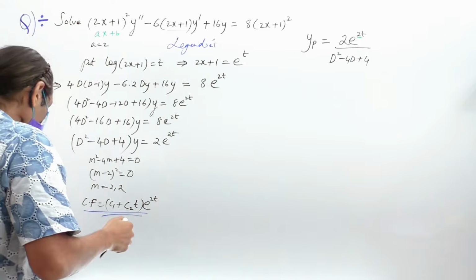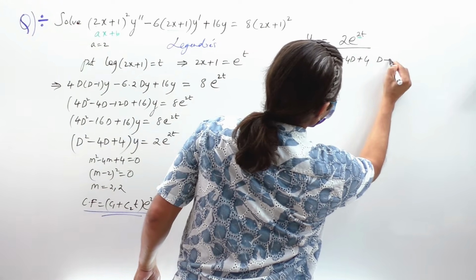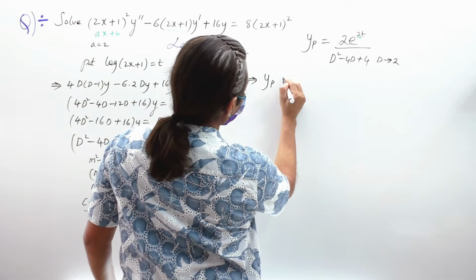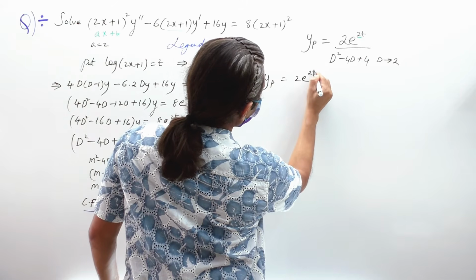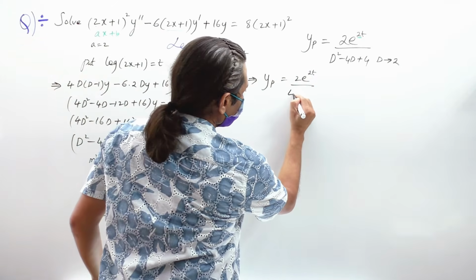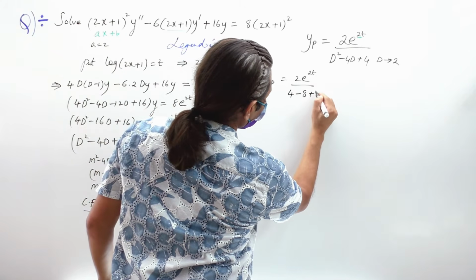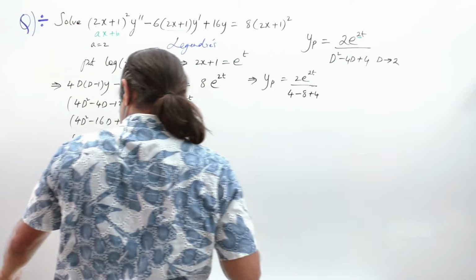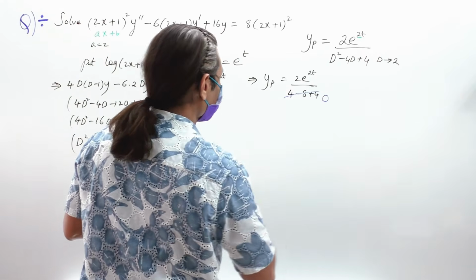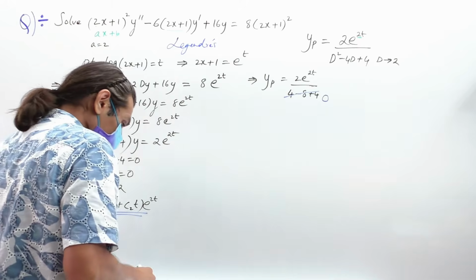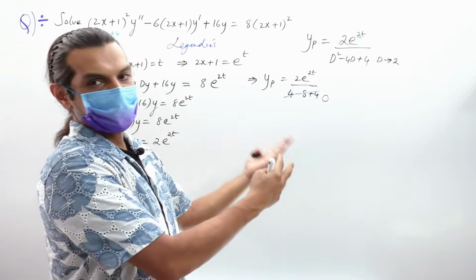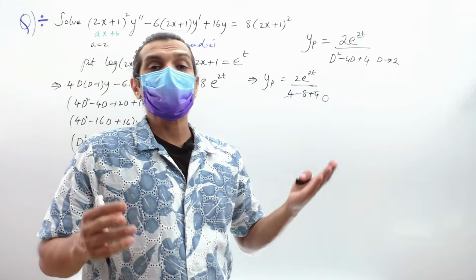So what do I do? Replace all D by what? 2. So we have y_p, which implies y_p is equal to e raised to 2t divided by, in place of D put 2, 2 squared is 4, 4 minus 4 times 2 is 8, plus 4. See what happens here. 4 plus 4 is 8, minus 8, it becomes what? 0.